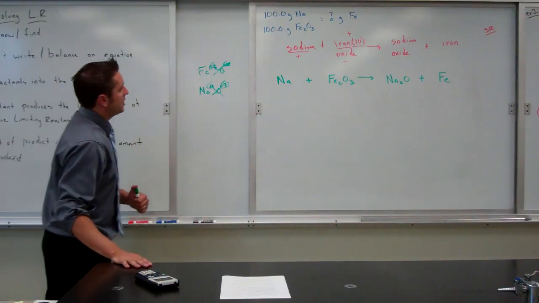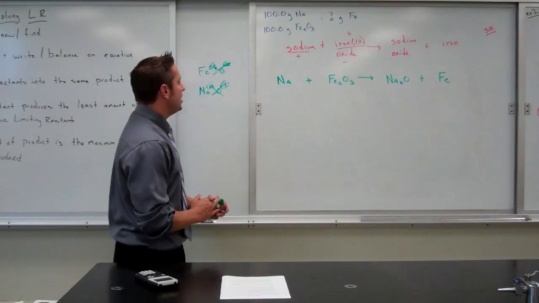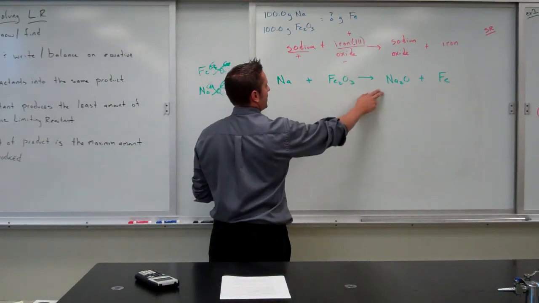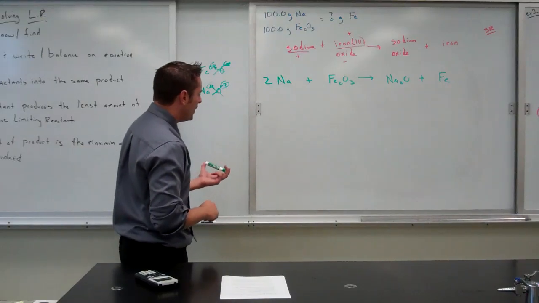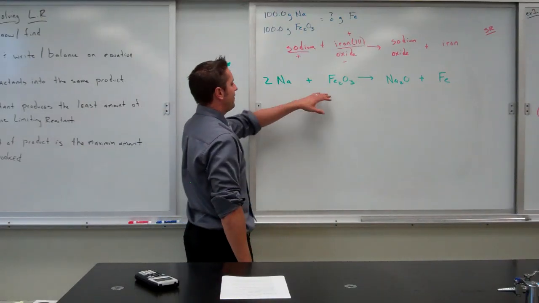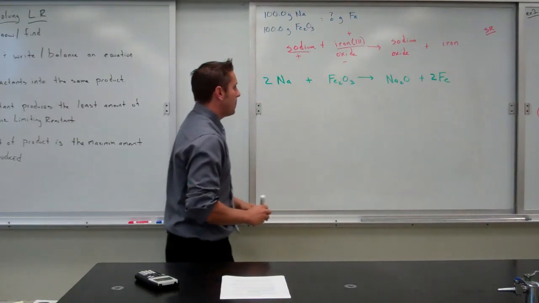Now we need to balance this. Right? So I have Na, Fe, and O. I have to save O for last, so we can start with Na. 1 on this side, 2 on this side. I'll put a 2 here. Moving on to Fe. 2 Fe's here, 1 Fe here. Gives me a 2 there.